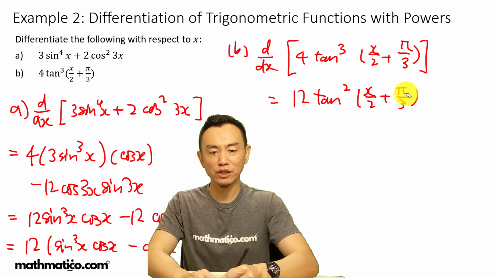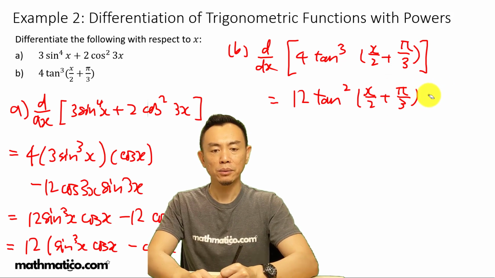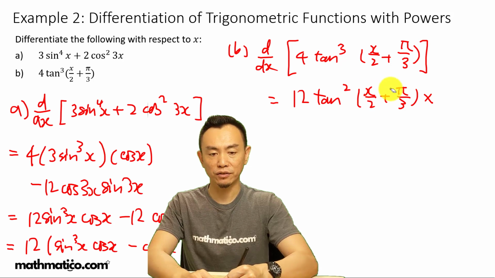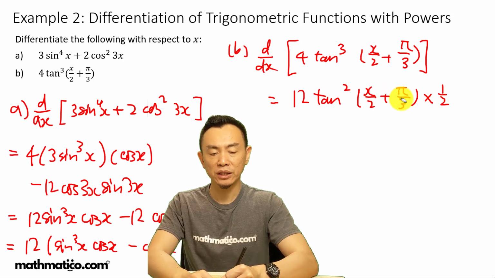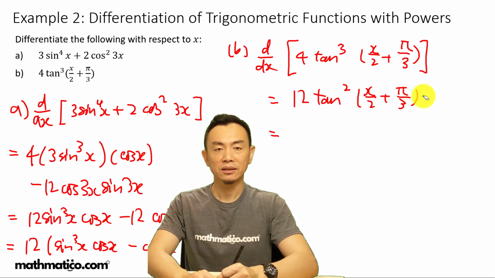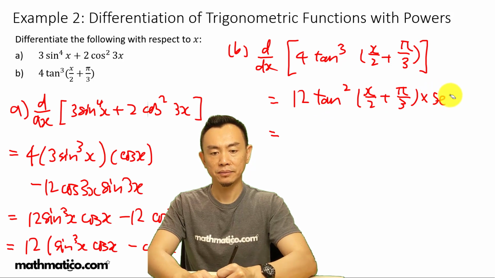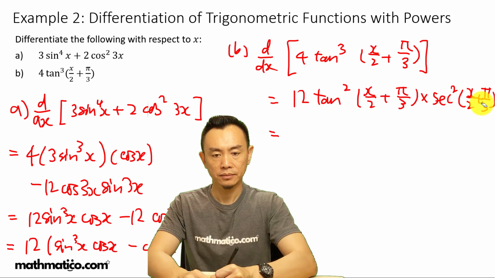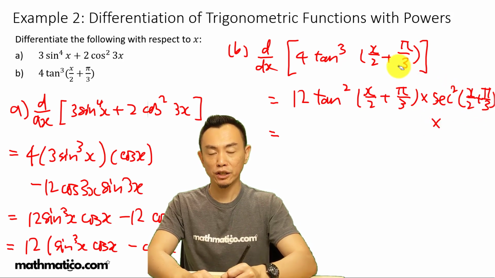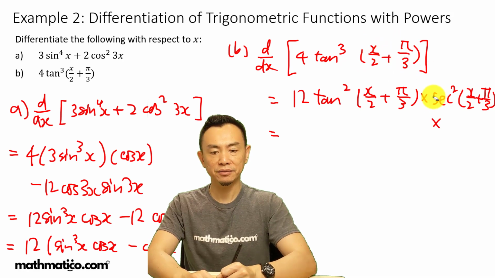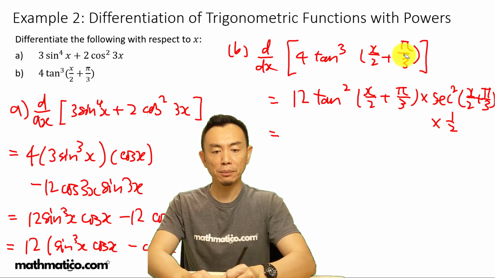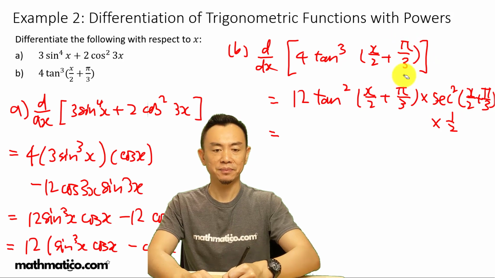The next thing we have to differentiate is the angle, don't forget. So we're going to multiply by the differentiation of this whole thing. X over 2 differentiated is half. Pi over 3 differentiated is gone because it's a constant. The next thing to differentiate will be the tangent. Differentiate tangent is secant squared. Angle no change. And multiplied by the differentiation of the angle. The angle here, x over 2, differentiated is half. Differentiate pi over 3 is 0, so I'll just leave it.